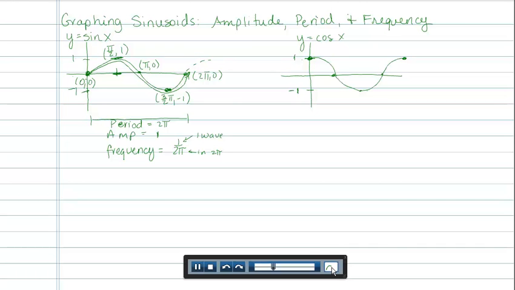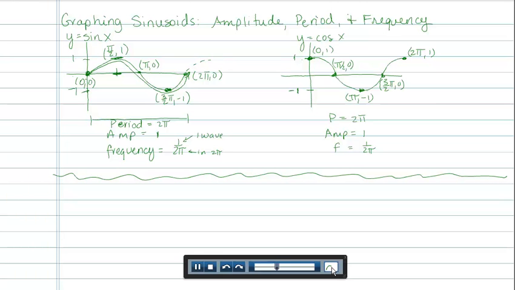And the points then become (0, 1), (pi halves, 0), (pi, -1), (3 halves pi, 0), and then (2 pi, 1). And the same thing, the period is 2 pi, the amplitude is 1, and the frequency is 1 over 2 pi. Alright, now that we've established this, let's go ahead and graph.